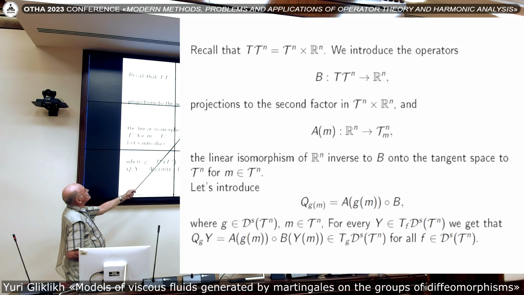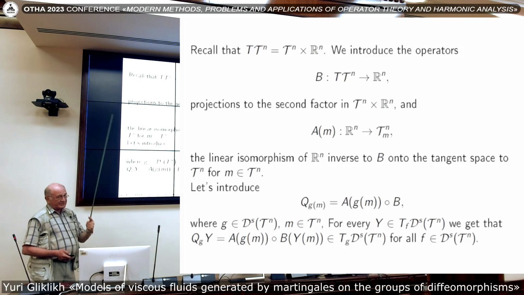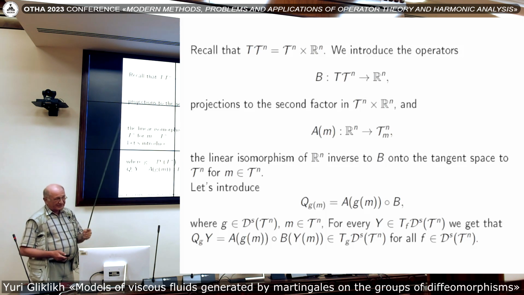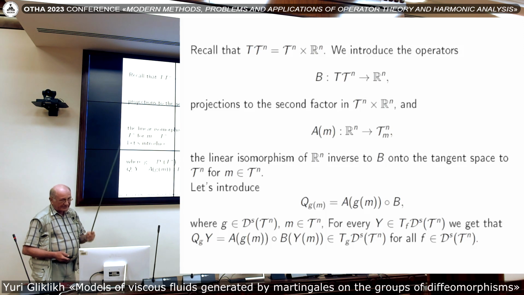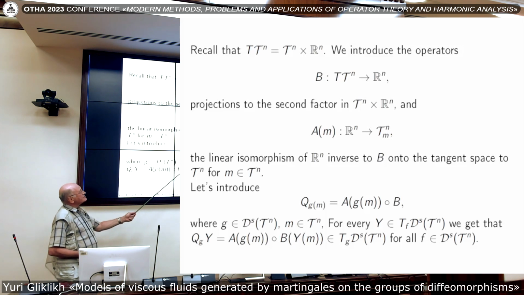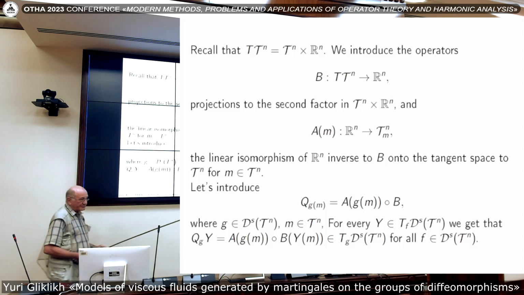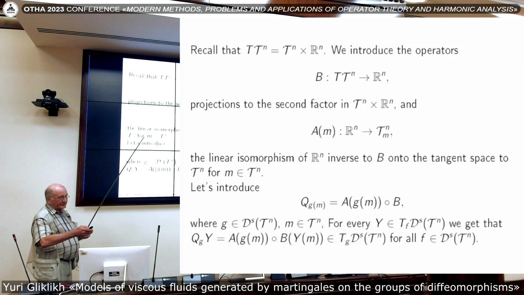A is inverse to B, but it sends Rn into the tangent space at M. And so having a vector X in basic Rn, we at the time obtain a vector field on the torus, where at every point there is the same X. Now Q is the superposition, first B and then A, at M. We obtain a translated vector field from unit to the diffeomorphism at G.